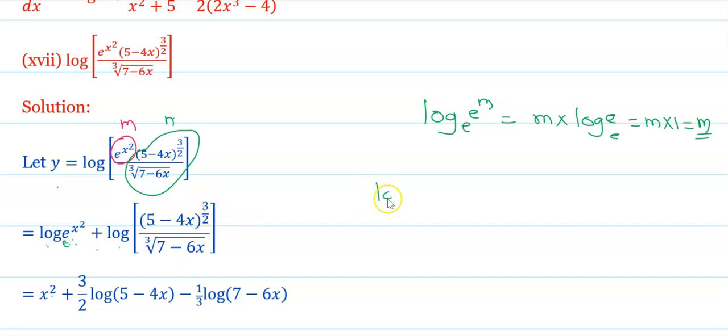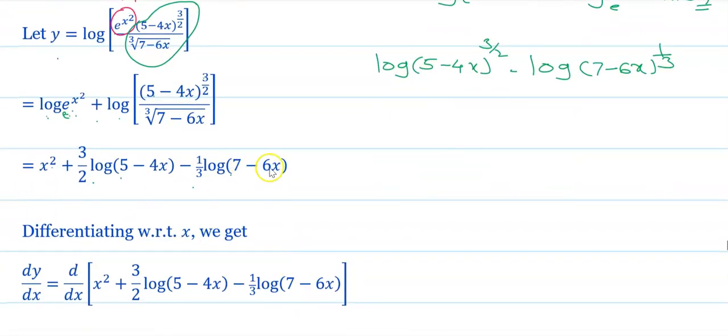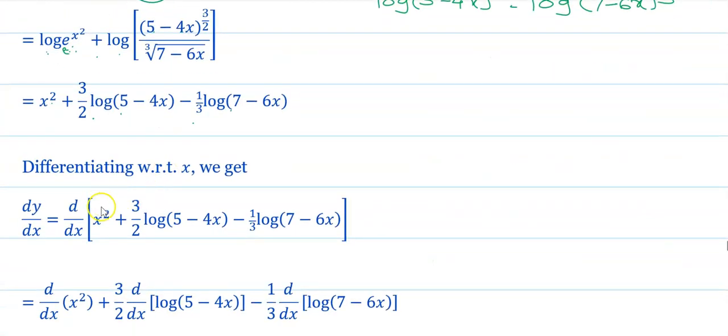Next, log of m upon n means what? You will get here log of 5 minus 4x raised to 3 by 2 minus log of cubic root of 7 minus 6x, which means 7 minus 6x raised to 1 by 3. Again, 3 by 2 will come in front of log of 5 minus 4x. Next, 1 by 3 will come in front of log of 7 minus 6x, in this way. Now this whole expression is completely simplified. First we apply the rules of logarithm. It is simplified. Now we'll differentiate with respect to x.